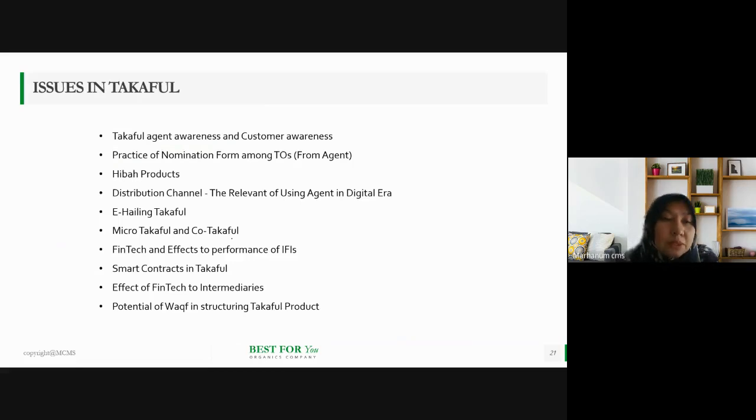So before we end, these are among the issues in Takaful. The first issue is Takaful agent awareness and customer awareness. I think awareness issues have been researched for a long time, 10 years ago people already started to investigate the awareness of customers. But the awareness of agents and customers is still not at a high level. People still do not know what exactly Takaful and conventional insurance are, or what the needs of Takaful are.